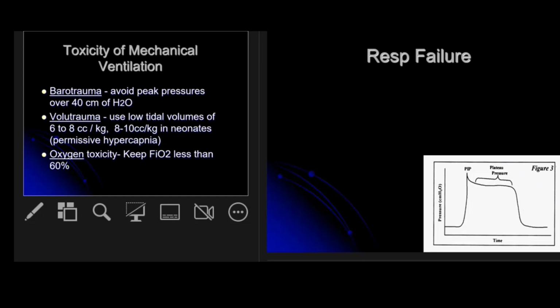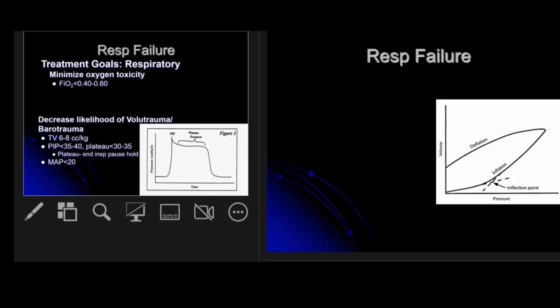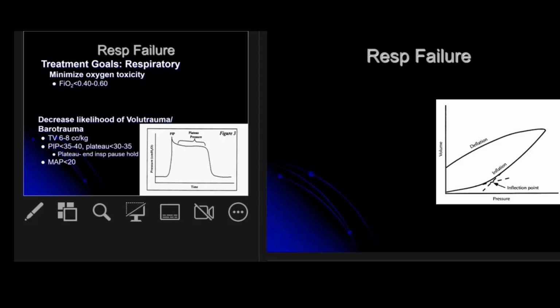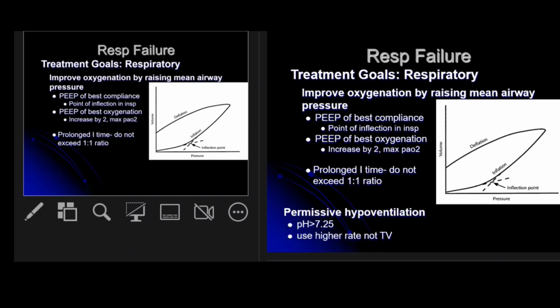Toxicities of mechanical ventilators we already talked about. We talked about already what our goals are going to be. So our goals are going to be get your FiO2 less than 40 to 60%, tidal volume 6 to 8, your PIPs less than 35 to 40, and your MAPs less than 20 or 25. And then you can avoid most of the toxicities of the mechanical ventilator.